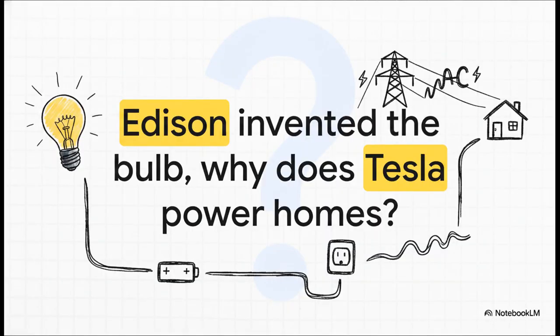So, here's a fascinating paradox to start us off. Thomas Edison is globally famous for inventing the practical incandescent light bulb. But if you actually trace the electricity from the outlet in your wall all the way back to the power plant, that entire grid relies on technology championed by his greatest rival, Nikola Tesla. So how exactly did that happen?